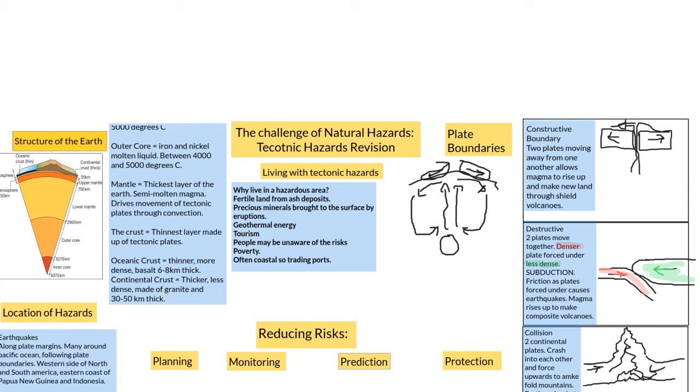People may not actually be aware of the risks of a tectonically hazardous area. So we might see people being uneducated and not actually knowing what the risk is. These hazards don't happen all the time, so people may not actually think that they are a big impact on their life. Poverty is one of the biggest causes where people don't have enough money. They've got other concerns such as finding enough food, water and a safe place to live, that they aren't really that concerned about the tectonic hazards that are happening. And they're often located along our trading ports or along coastal areas as well.